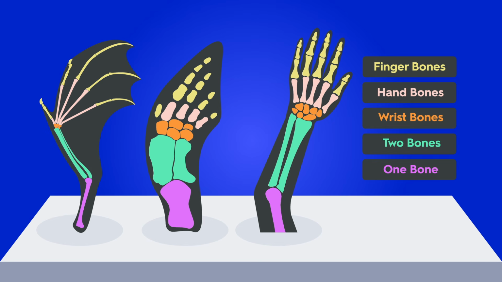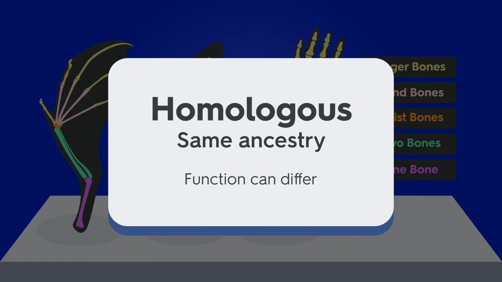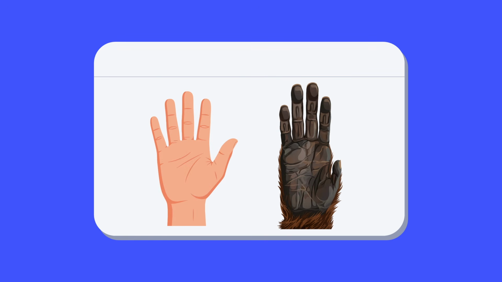That shared pattern has a specific name. Structures that come from the same ancestry are called homologous structures. The key idea is shared origin. Their function can be different or the same. For instance, human hands and chimpanzee hands are homologous, and they also do similar things like grasping. Same origin, similar structure.